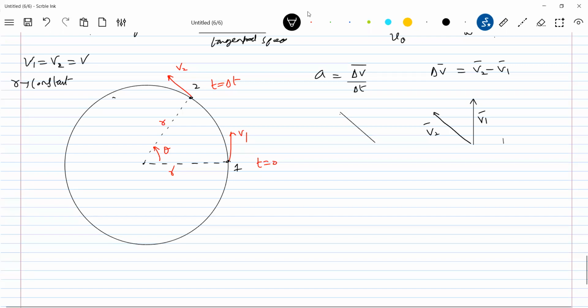This is V2 bar, minus V1 bar. Minus V1 bar vector. This vector, I'll end up like this. Then how is delta V bar directed? The delta V bar should be directed like this. Look now at this particular acceleration, how will it be directed? Due to the change in direction, I'll call this the normal acceleration, AN only. This AN bar will be along delta V bar. Will I agree? Basic definitions.